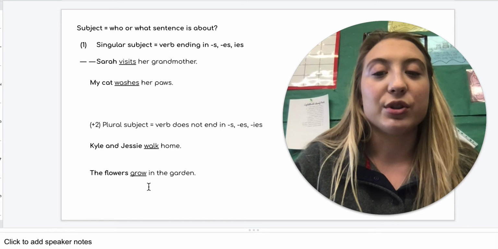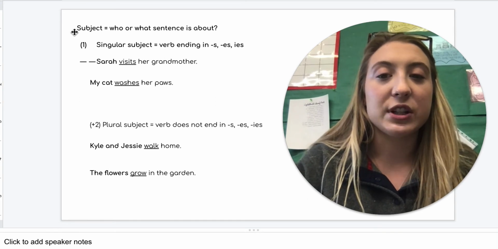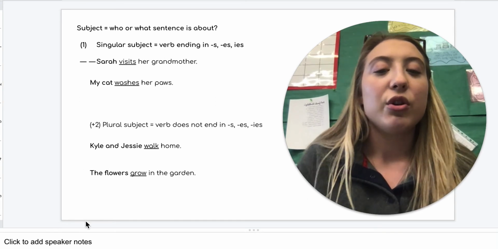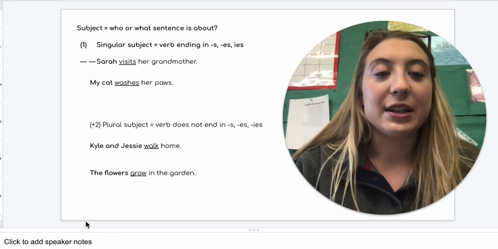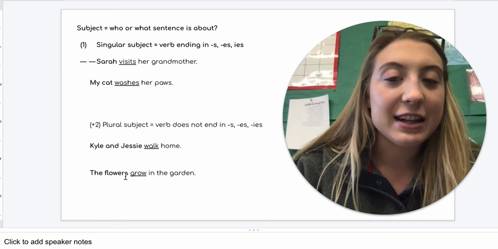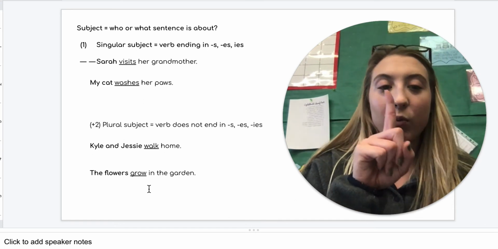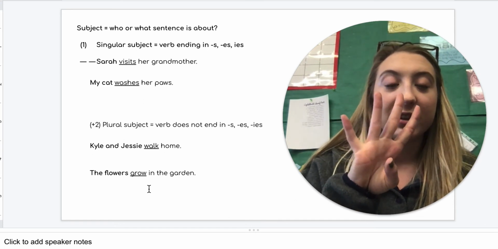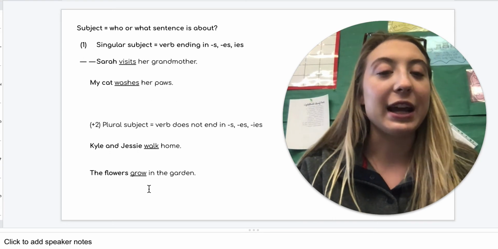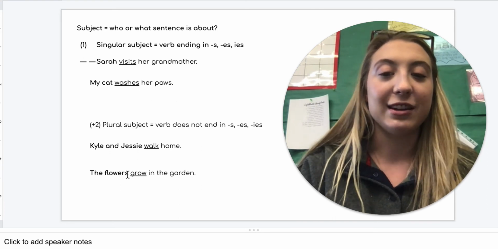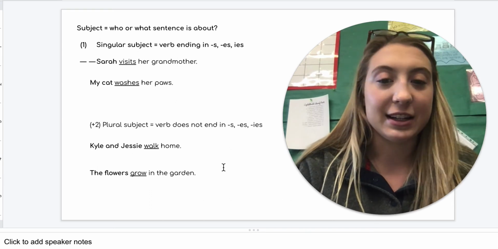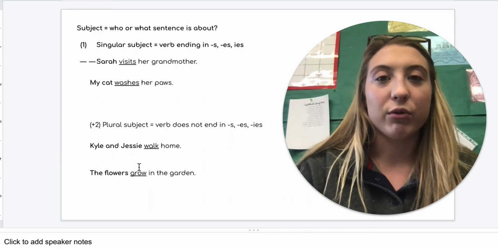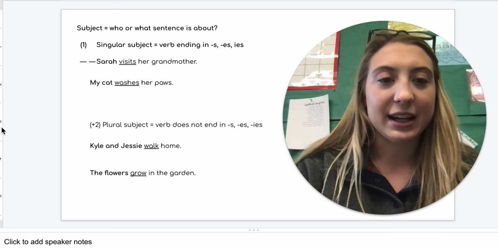The flowers grow in the garden. First thing I have to do is find my subject. Who or what grows in the garden? The flowers. Now, as I know from before, that has an S. So am I talking about one flower or more than one? I'm talking about more than one. I can tell it's plural from the ending. But that means my verb will not have an ending. So I'm just going to go with grow. So let's go through some examples on IXL.